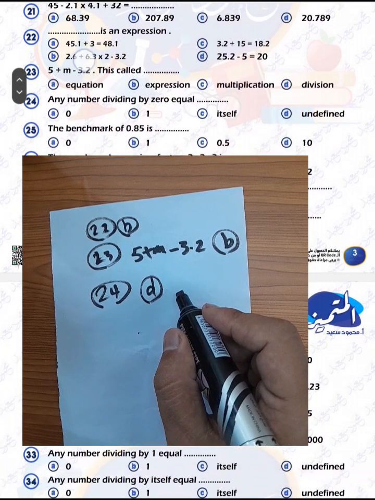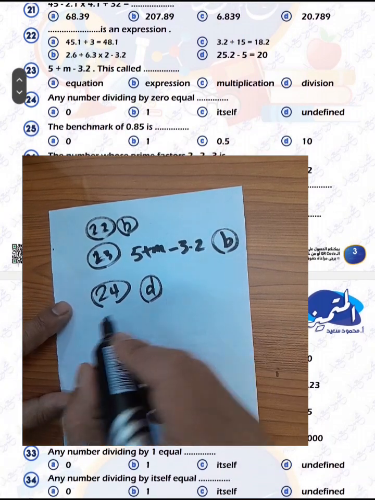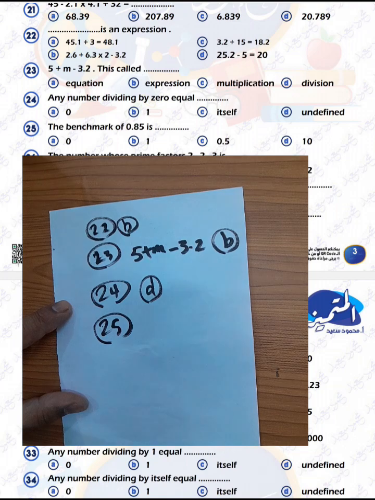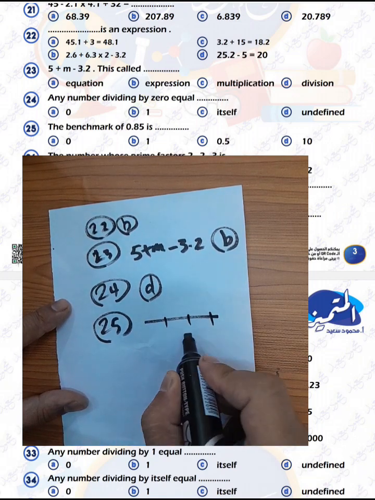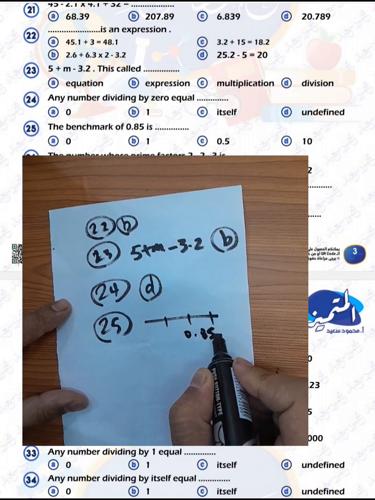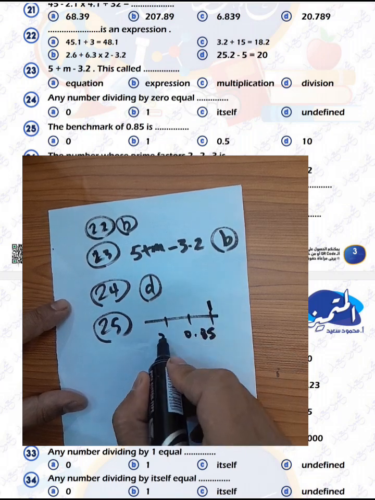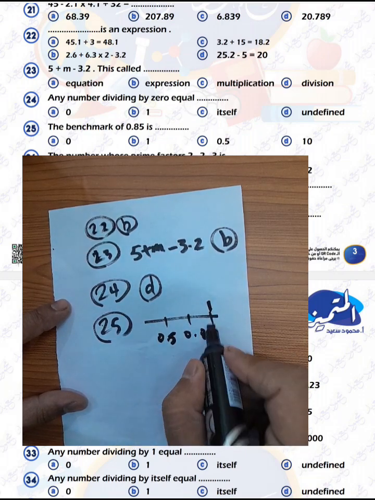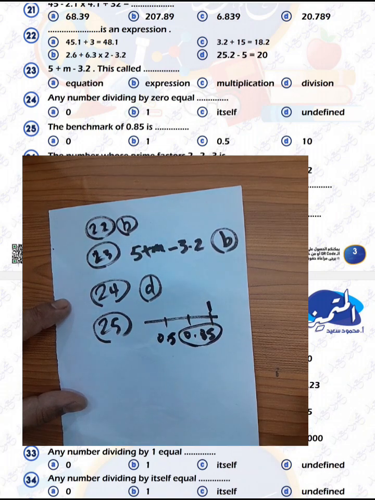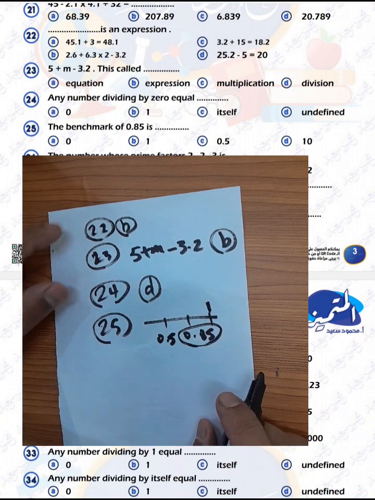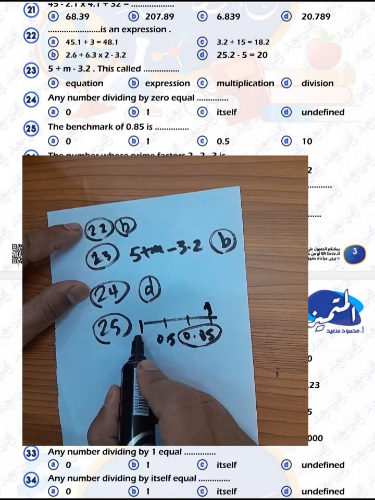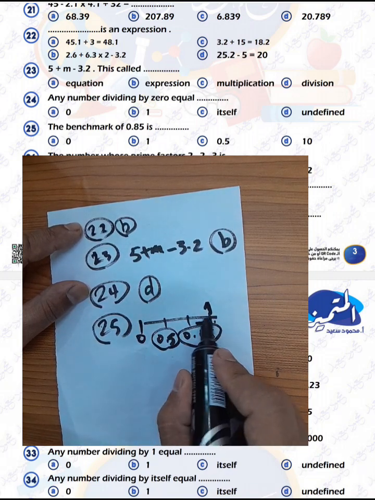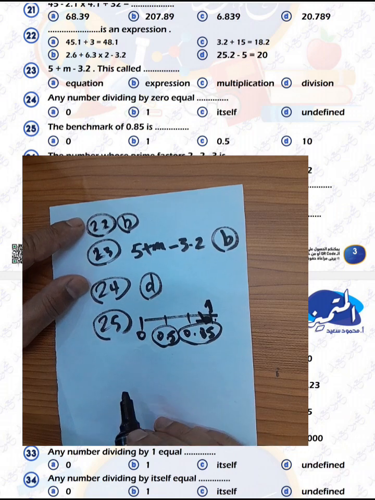Okay. Question 25. The benchmark of 0.85. It's nearest to, we have here 1 and here 0.5. It's nearest to 1. Okay, the benchmark of this number is nearest to 1. Benchmarks here refer to 0 or 0.5 or 1. This number is nearest to 1. Okay, then the result will be 1.